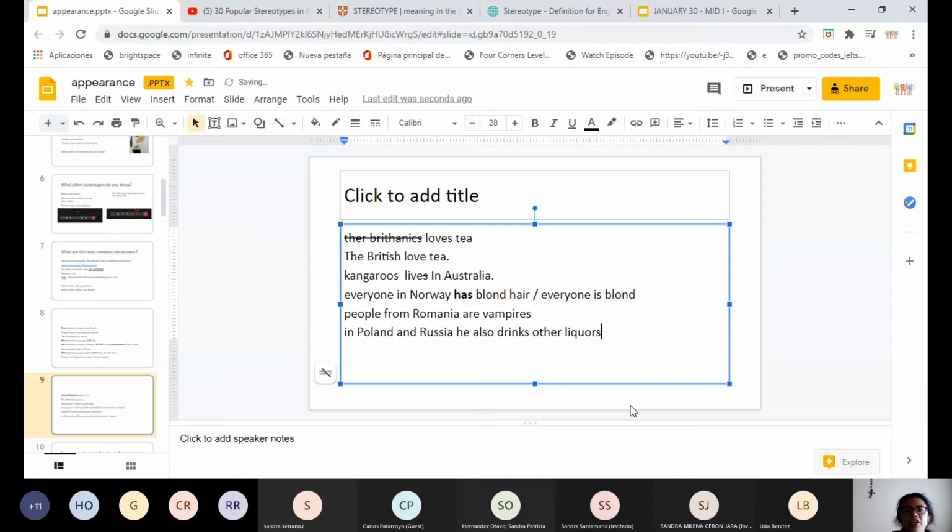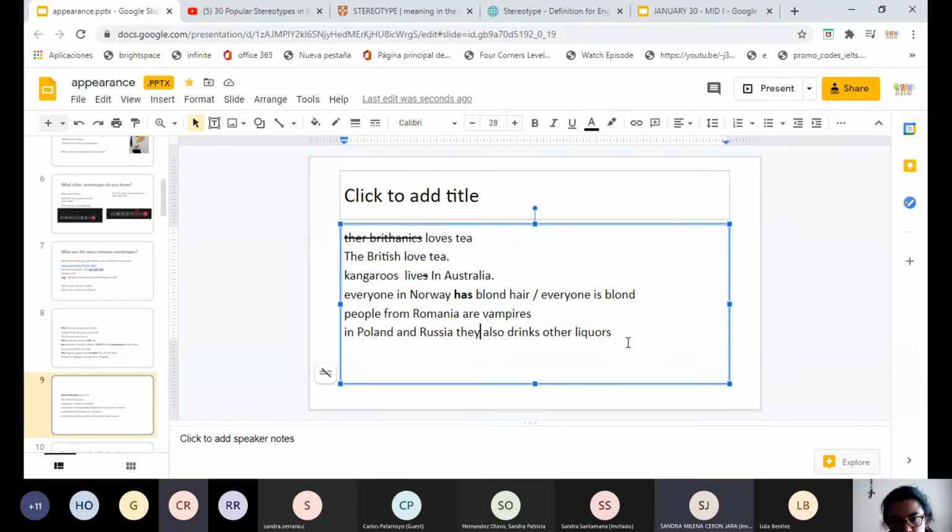In Poland and Russia, he also drinks other liquors. What's the problem here, guys? How can we make this sentence a little better? The word he? They. Yeah. Okay, much better. We can say they also drinks other liquors.